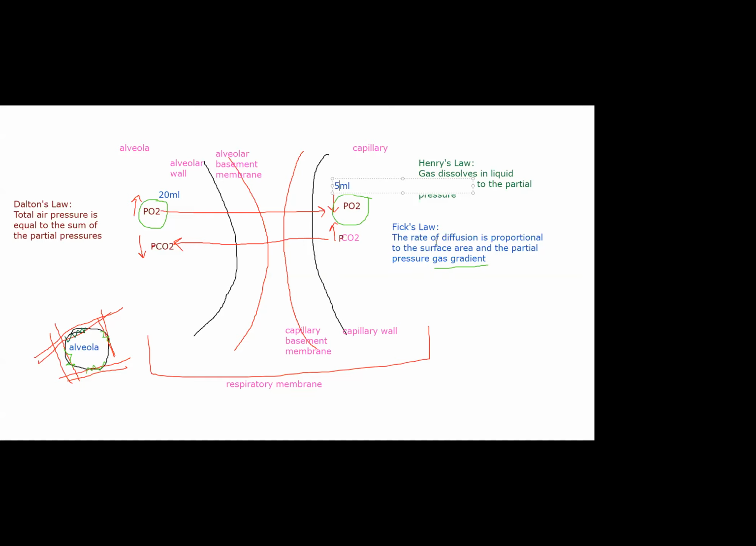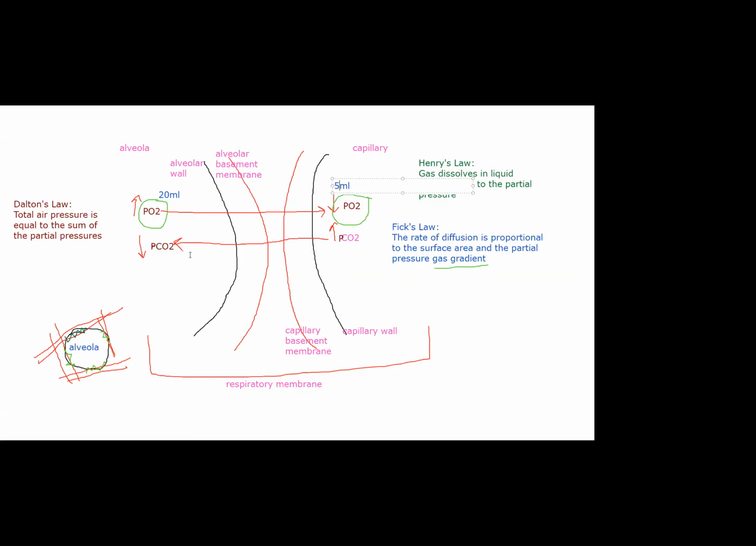Okay, so Fick's law says the rate of diffusion is proportional to the surface area and the partial pressure gas gradient. So how fast the gas diffuses across the membrane depends on how much surface area you have dedicated to respiratory membrane and how big the pressure gradient is, how big the difference in partial pressure is. Okay, questions on Fick's law? Or anything involving capillary diffusion?